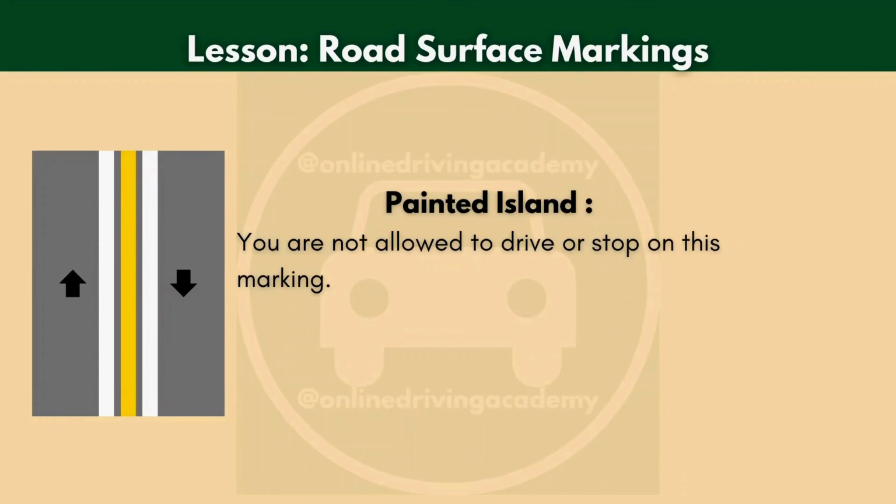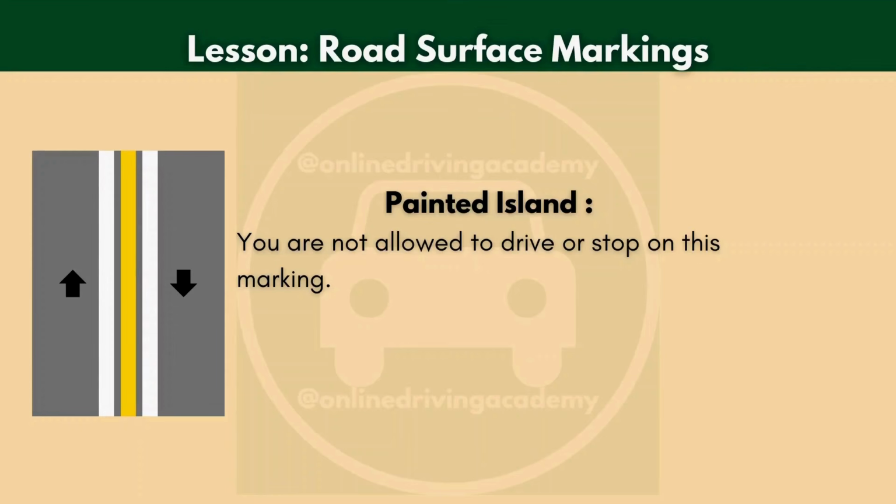We then go on to a painted island. Now we can see this yellow line, and it is between two solid white lines. So you are not allowed to drive here on this marking, and you are not allowed to stop. So remember, you're not allowed to park here, you're not allowed to stop here, and you're not allowed to drive on top of this painted island.